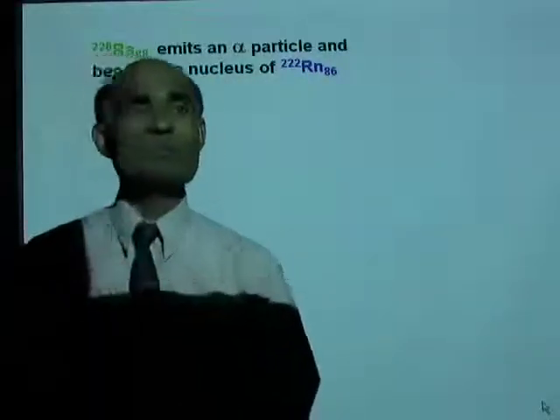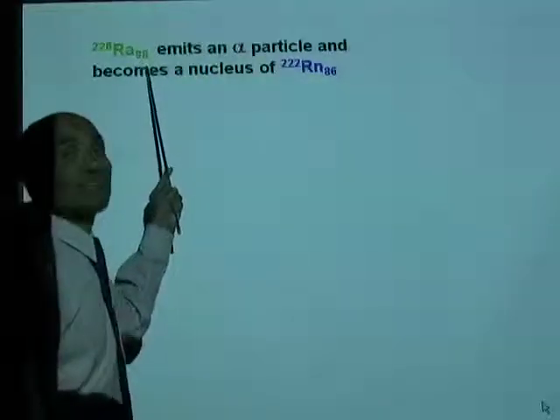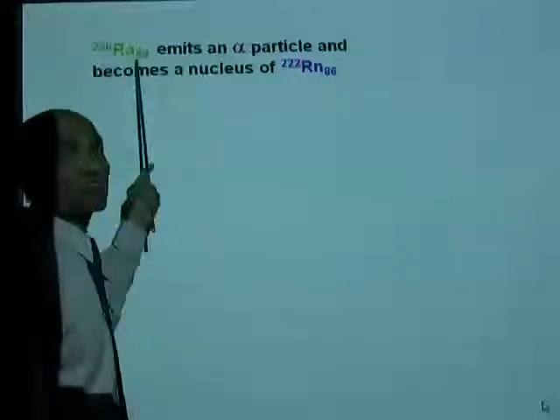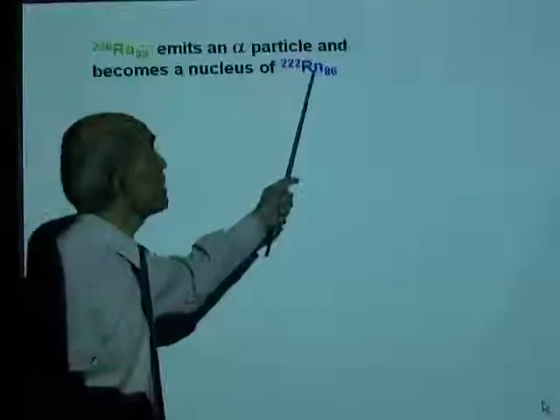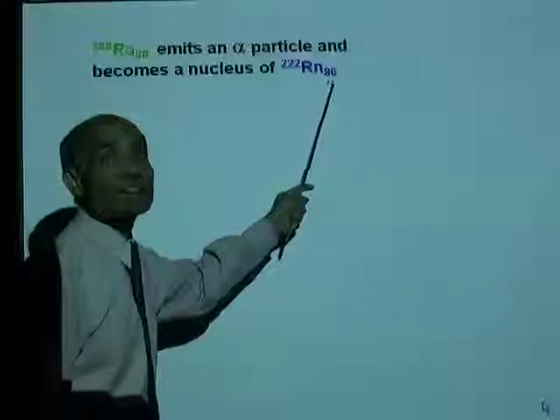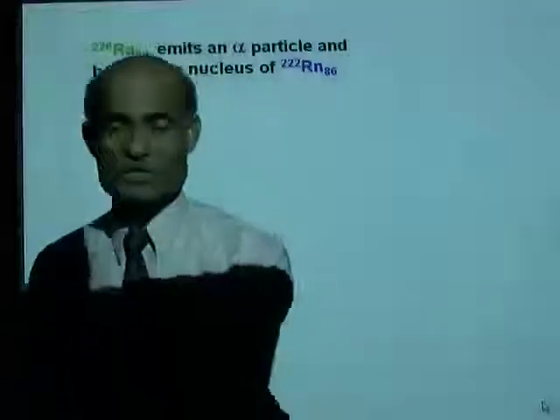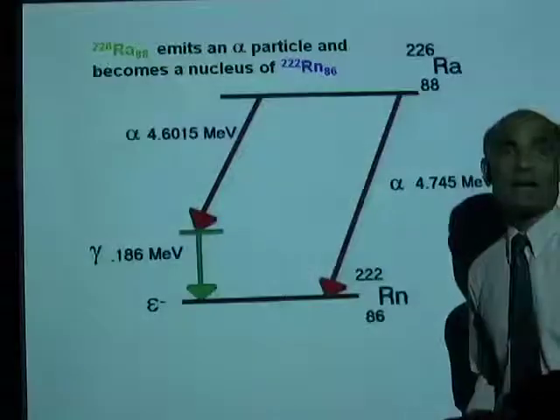Another example. Radium, what's the atomic number for radium? 88. Now radium 88-226 emits an alpha, and it becomes the nucleus of radon 86-222. Can you write that equation? Well, here is a picture of that process.